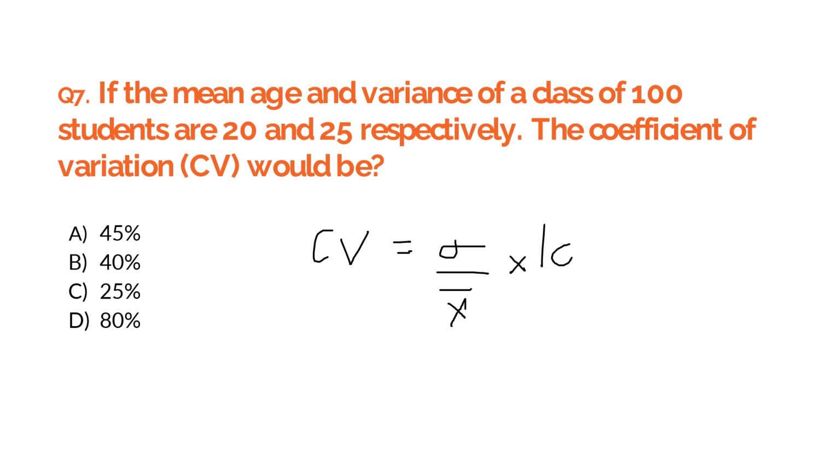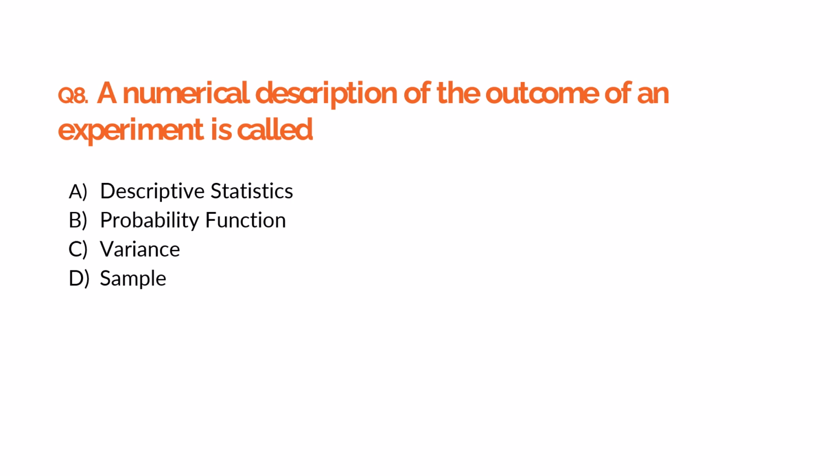So here we are given the variance. So we have to find the square root of variance to get the standard deviation. So the variance is 25, so the standard deviation is 5 and the mean is given as 20, into 100. So by solving this, we get 25%. The option C is correct here. So it is known as the descriptive statistics.